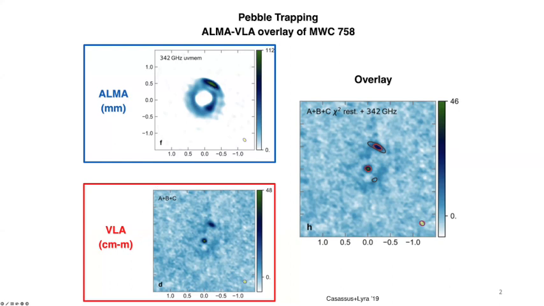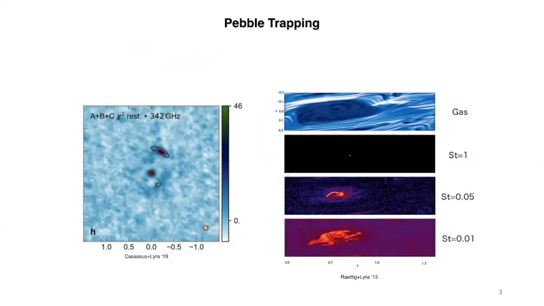With VLA, you're seeing bigger grains, and as you see, this extended structure here, when you look at VLA, becomes more compact. So this is an overlay of both of them. The bigger contour is the ALMA one, and the smaller one is the VLA. So this is exactly what we would expect from vortex trapping.